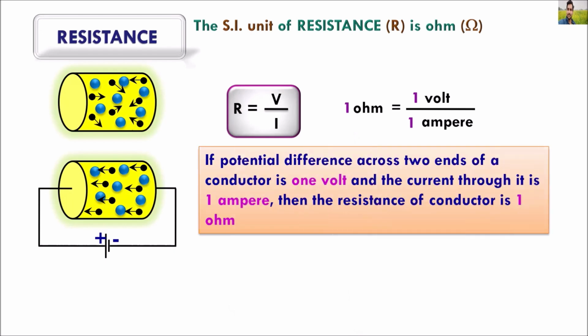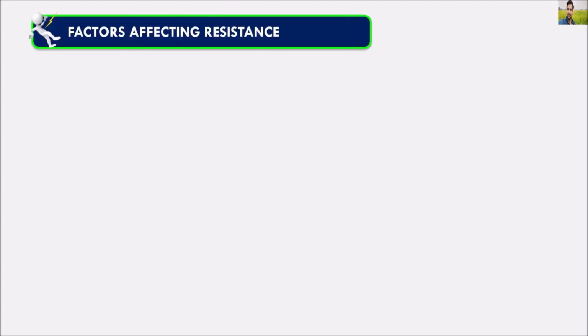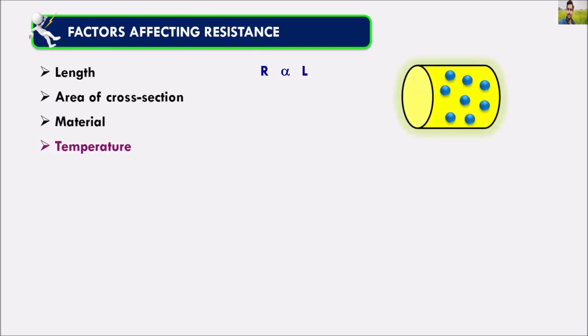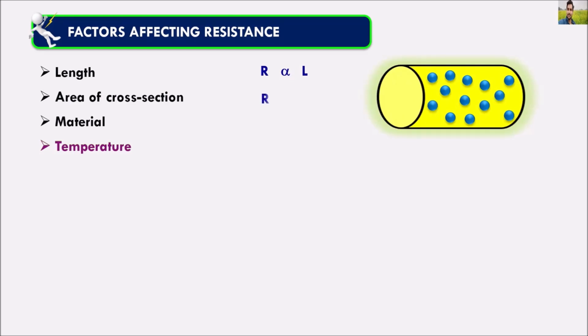Let's define 1 ohm. If the potential difference across two ends of a conductor is 1 volt and the current through it is 1 ampere, then the resistance of the conductor is 1 ohm. Factors affecting resistance: length, area of cross section, material, and temperature. Resistance is directly proportional to length. It means if a wire has more length, the resistance will be higher, and vice versa is also true. So if we have a conductor and we increase its length, the resistance also increases.